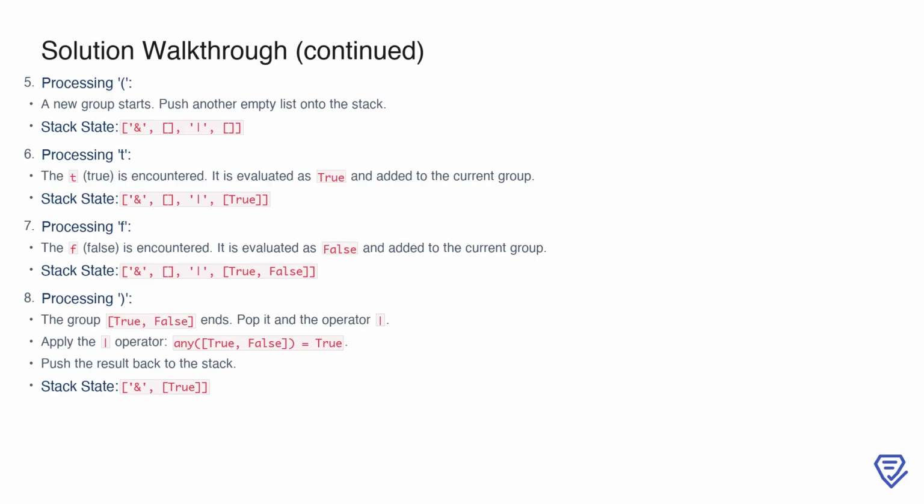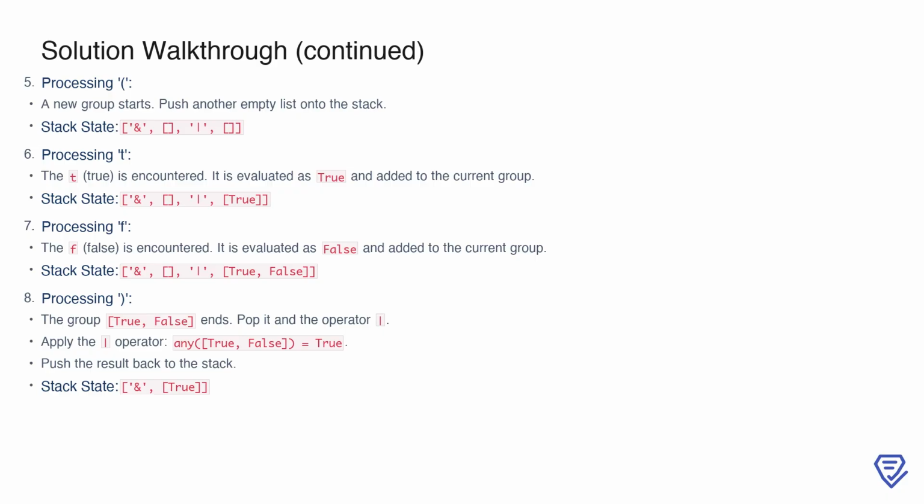After that, we encounter the t character, which represents a logical true. We evaluate t as true and add it to the current group, which is the empty list at the top of the stack. Then, we process the f character, representing a logical false. We evaluate f as false and add it to the current group as well. At this stage, the current group contains true, false.